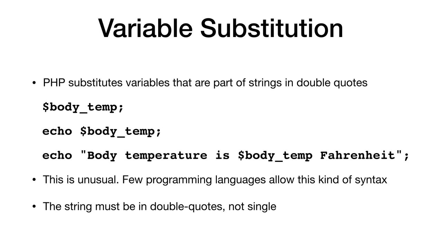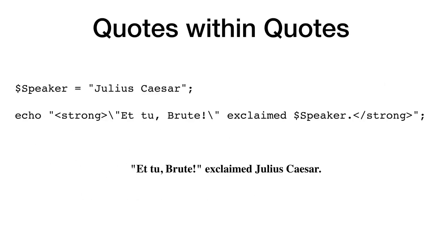Now, what I want to look at now is variable substitution. This is the thing I briefly mentioned a minute ago. And this is, I don't want to say unique to PHP. You may see it other places, but it's certainly an unusual feature. So PHP substitutes variables that are part of strings in double quotes. Now the string must be in double quotes, not single quotes. This only works in strings with double quotes, which is why we couldn't just use single quotes here. Because we were displaying this speaker variable within the string, we had to use double quotes here.